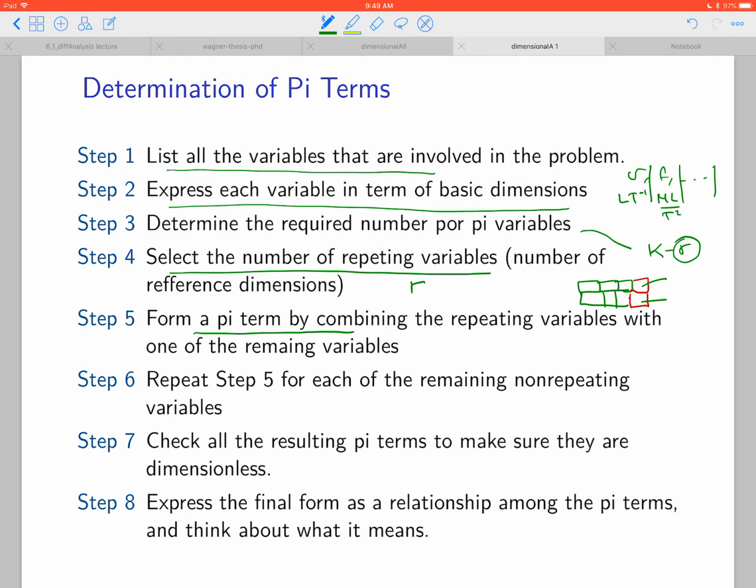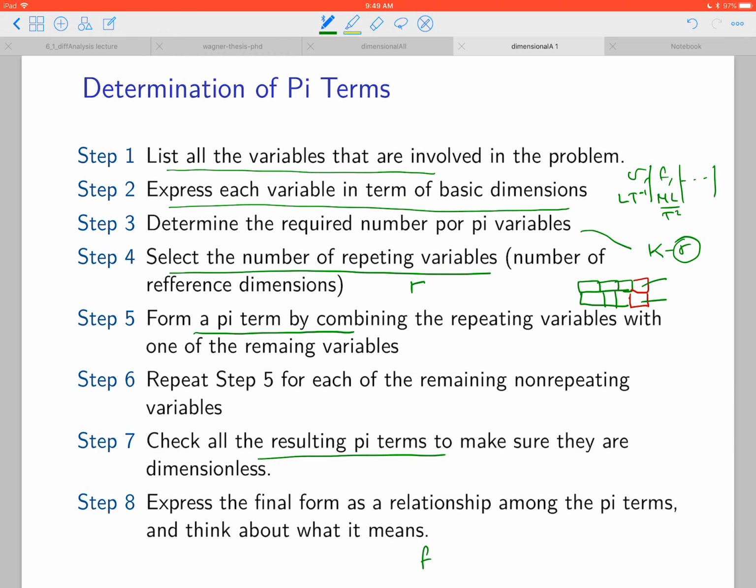After you do this for each single variable that is left, in this case k minus r is equal to 2, you have to check the resulting pi terms, make sure they are dimensionless and you didn't make a mistake. And then the final step: you have to find the new relationship.